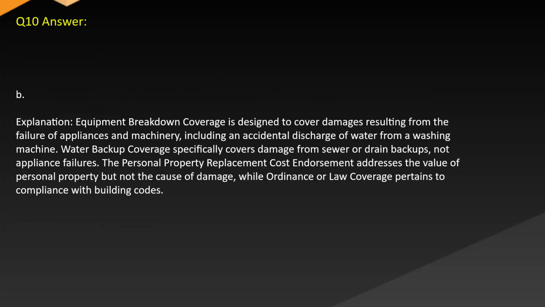Answer B. Explanation. Equipment breakdown coverage is designed to cover damages resulting from the failure of appliances and machinery, including an accidental discharge of water from a washing machine. Water backup coverage specifically covers damage from sewer or drain backups, not appliance failures. The personal property replacement cost endorsement addresses the value of personal property but not the cause of damage, while ordinance or law coverage pertains to compliance with building codes.